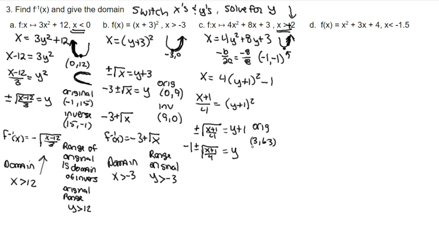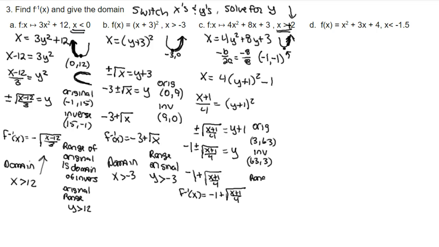But anyway, when I pick an original point, if I put a 3 in, I'll get a 63 out. So that means if I put a 63 in the inverse, I should get a 3 out. Well, 63 plus 1 is 64, and 64 divided by 4 is 16. When I take the square root of 16, I get 4. So the question is, does negative 1 plus 4 equal 3, or does negative 1 minus 4 equal 3? Negative 1 plus 4 equals 3, and so that's how I know it's a positive. And I write this again using the inverse notation.